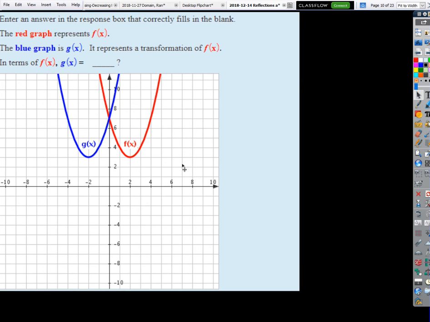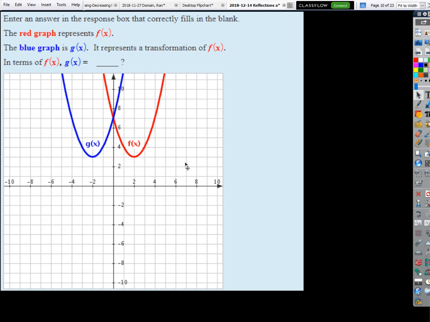What's g of x this time? That was f of negative x. Yeah, Caleb? Good. If I multiply the horizontal variable, which is x, by negative 1, we get the opposite reflection, right? We get the horizontal reflection, okay? So it makes sense, right? Let's see if we can reason through this a little bit.